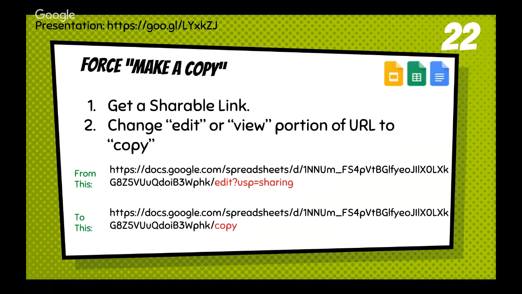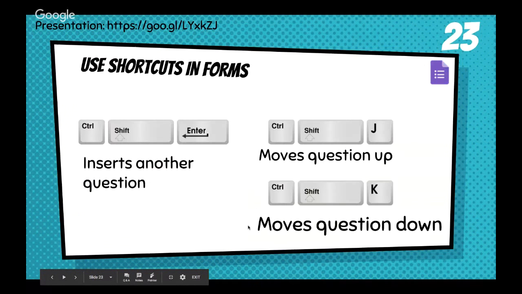And what I think is really cool is they're not even allowed to see the document or the slideshow or the Google Sheet or anything until they actually click on make a copy. And so this essentially just forces them to make a copy. So just delete that edit and everything after it, replace it with copy, and then go ahead and give them that new URL, and then they'll have their own copy of that presentation.